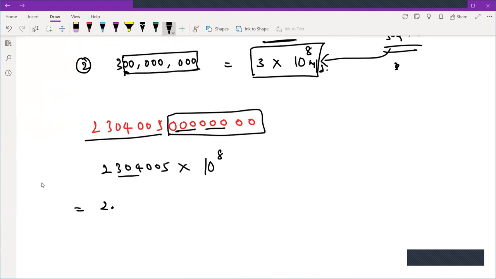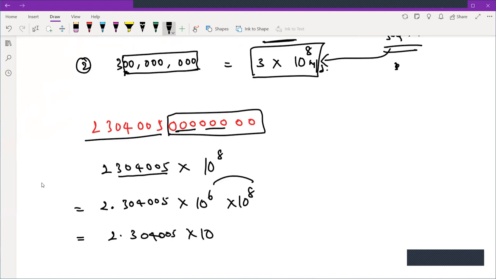After 2, how many digits are there? 6 digits, sir, right? 6. So write the value 304005 into 10 to the power of 6. Into 10 to the power of 8 remains same. So that it is 2.304005 into 10 to the power of 6 plus 8 is 14. This is the answer.